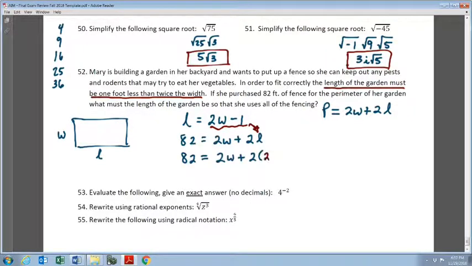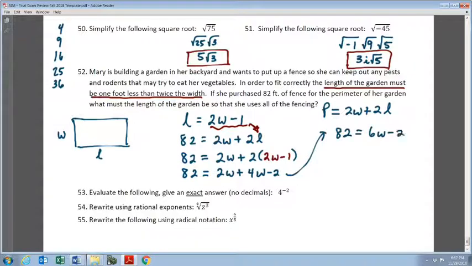So we're going to get 82 equals 2w plus 2 times 2w minus 1. We're going to go ahead and distribute there. We're going to get 4w minus 2. And we can combine our w terms. We get 82 equals 6w minus 2. And let's add 2 to both sides. And then divide by 6. And we get w is equal to 14.